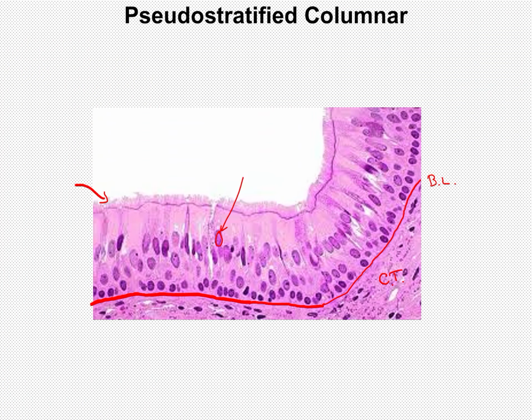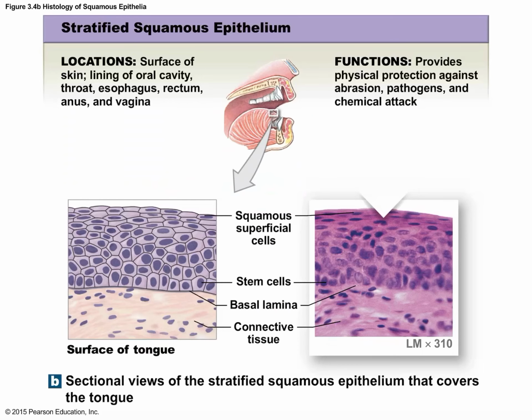Okay, so what's the function of this tissue? Protection and secretion. I should say the secretion is the mucus. Your respiratory tract produces mucus, and so it secretes mucus. All right, let's move on to our stratified tissues now.